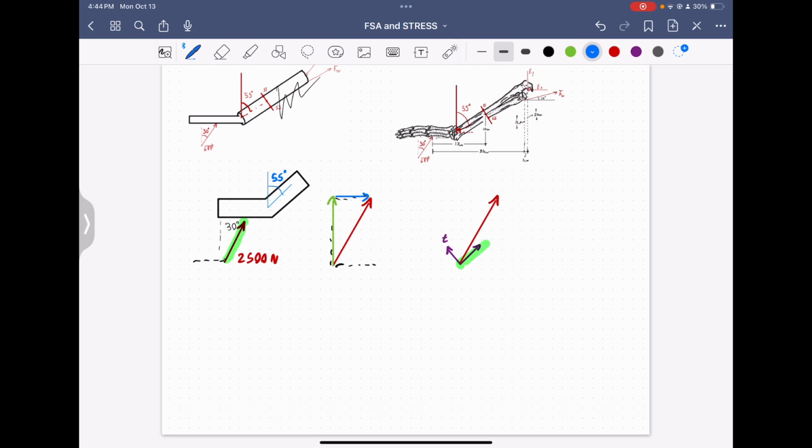In this case, we could say that our N is going to be this vector, and T is going to be this vector. So these are the same thing. We're just so used to breaking it down into Y and X. You can do it in any perpendicular coordinate system, N and T. But we are given an angle here. We know 30 degrees. Here, we don't know. So how do we go about doing that?